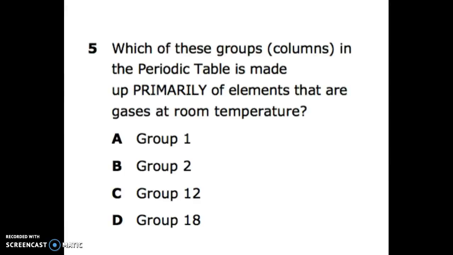Number 5. Which of these groups, columns, in the periodic table is made up primarily of elements that are gases at room temperature? A. Group 1, B. Group 2, C. Group 12, D. Group 18.